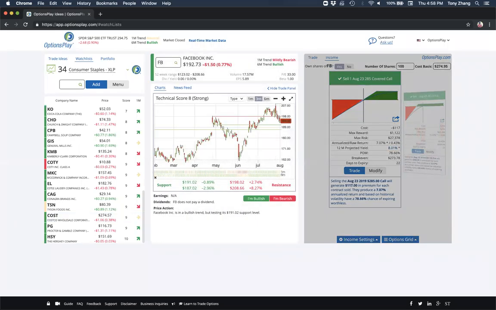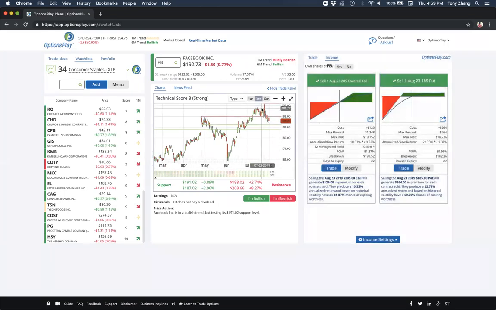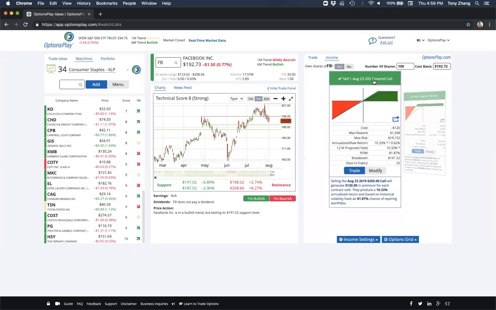So if you have Facebook, and this is a stock that you think maybe is near its peak, you think there's limited upside, you think maybe the stock's going to stay around this 192, 198 level, this is telling you to sell the August 23rd 205 covered calls, which will generate $120 in income. This is a yield of 10.3% on a stock that pays zero dividends.